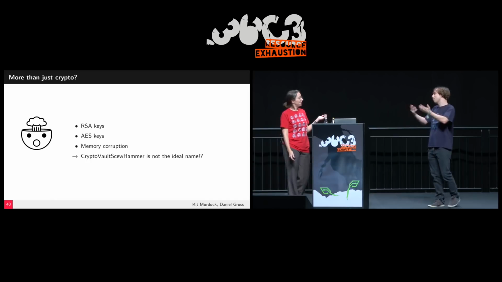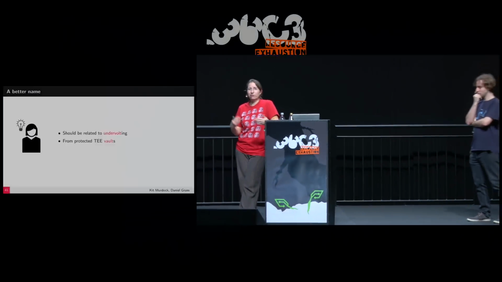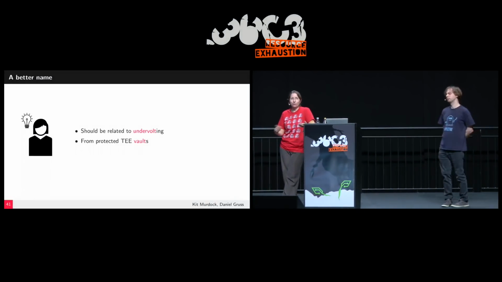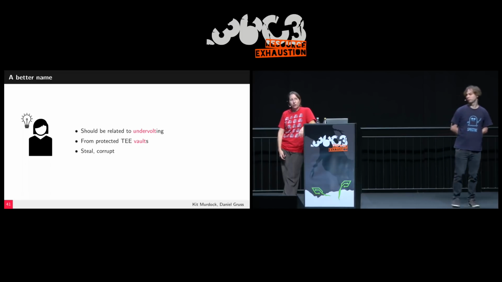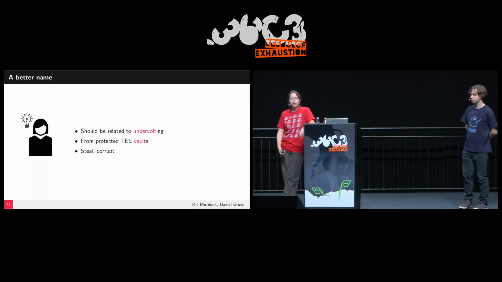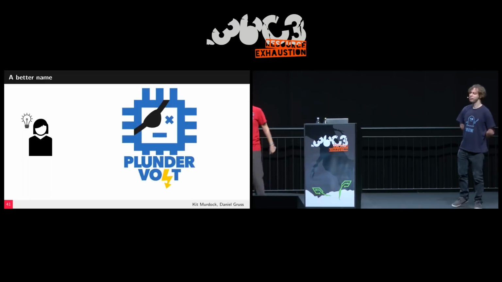But maybe you could come up with something. We need a name and a logo. OK, pressure's on me then. Right, here we go. So it's got to be due to undervolting, because we're undervolting. Maybe we can get a pun on volt and volt in there somewhere. We're stealing something, aren't we? We're corrupting something. Maybe we're plundering something. Yeah? I know. Yeah? Let's call it Plundervolt.